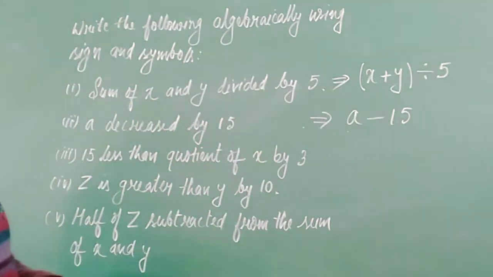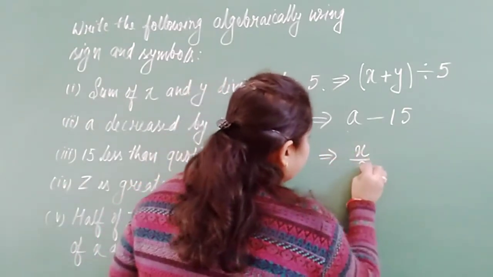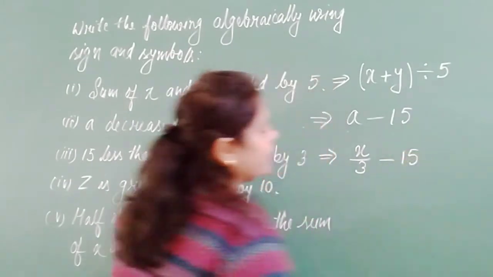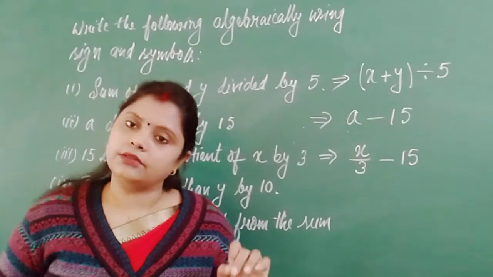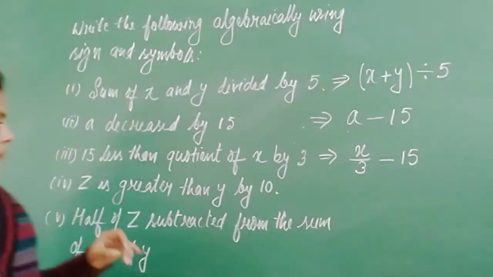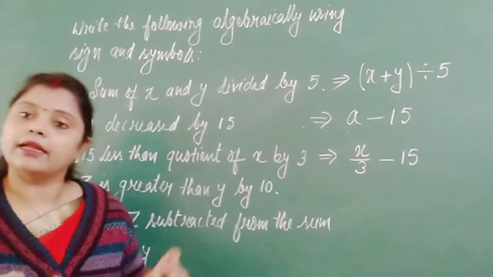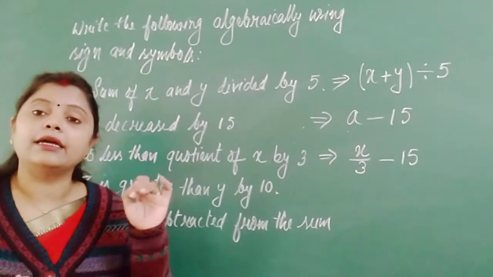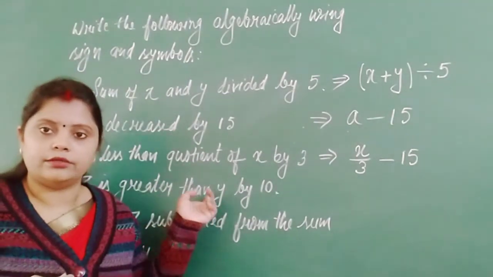So what will we write here? In this one, x by 3 first, and then we will subtract 15 from it. So this is what our answer is. Okay, clear? Now the next one is z is greater than y by 10. Z is greater than y by 10. Z is greater, obviously, y is smaller.